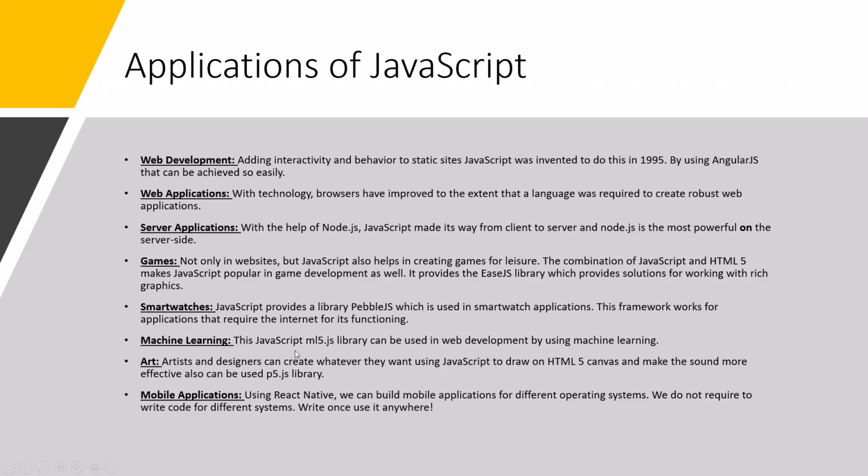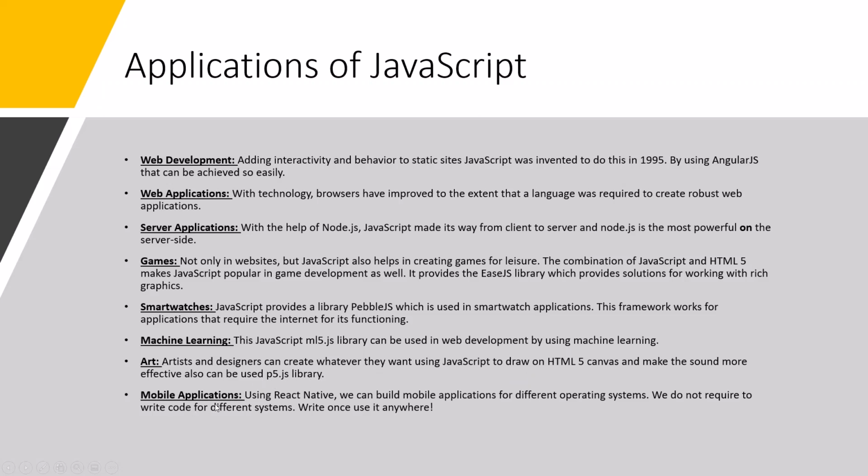Next is machine learning. So this JavaScript ML5.js library can be used in web development by using machine learning. Again, art. So artists and designers can create whatever they want using JavaScript to draw on HTML canvas and make the sound more effective, which also can be done by the P5 JS library.